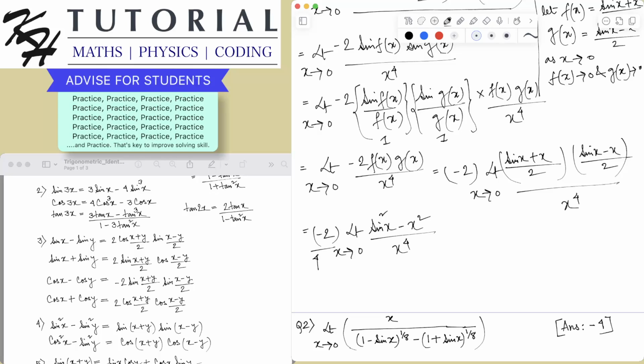So the idea is to definitely form the sin x by x or any power of sin x by x.